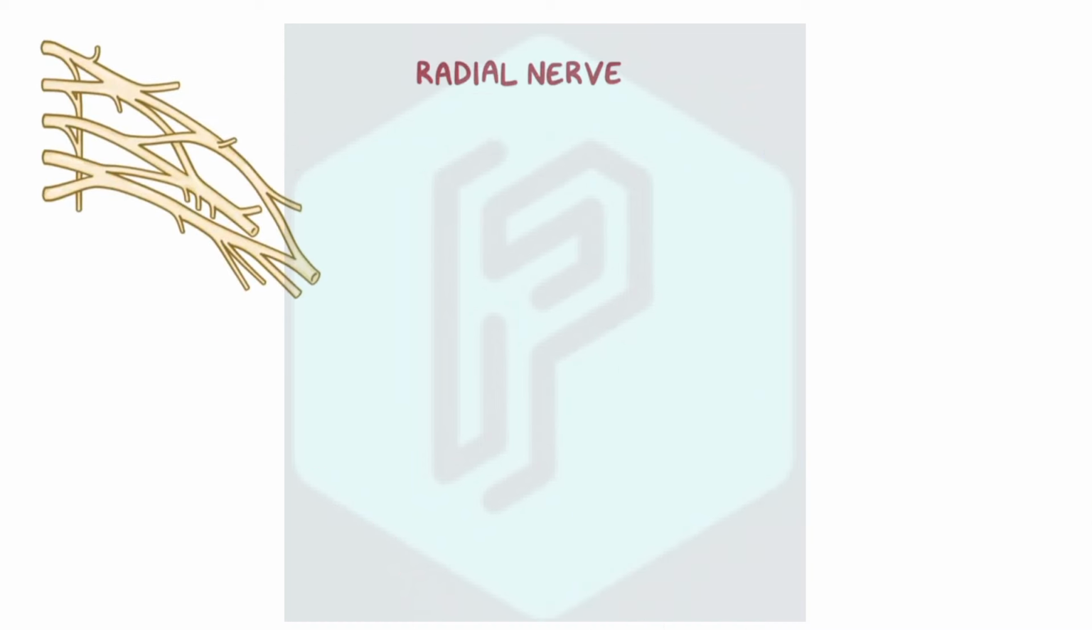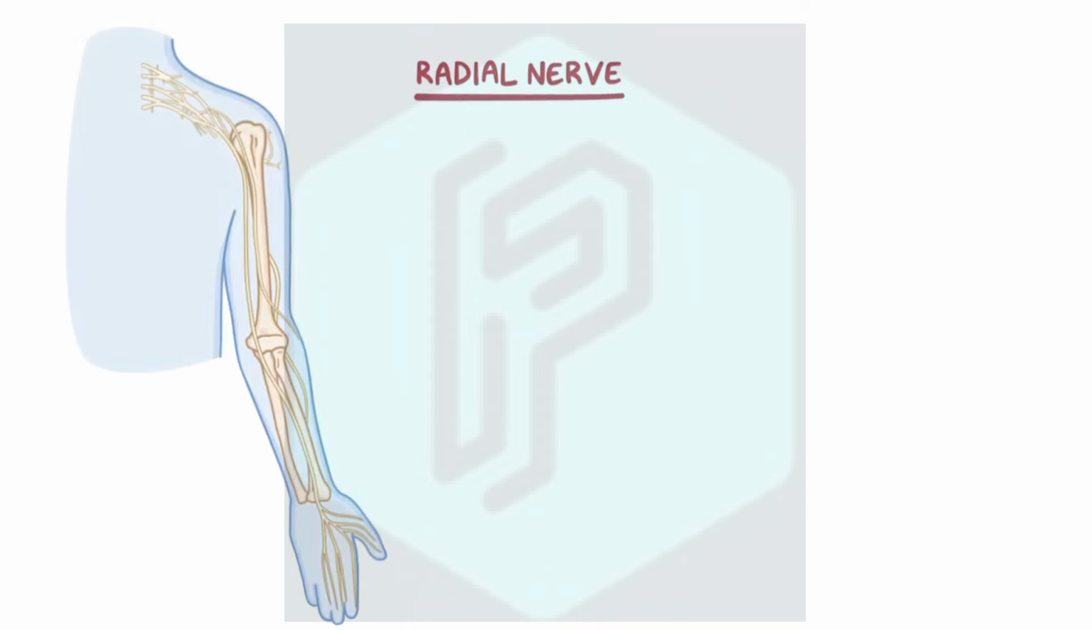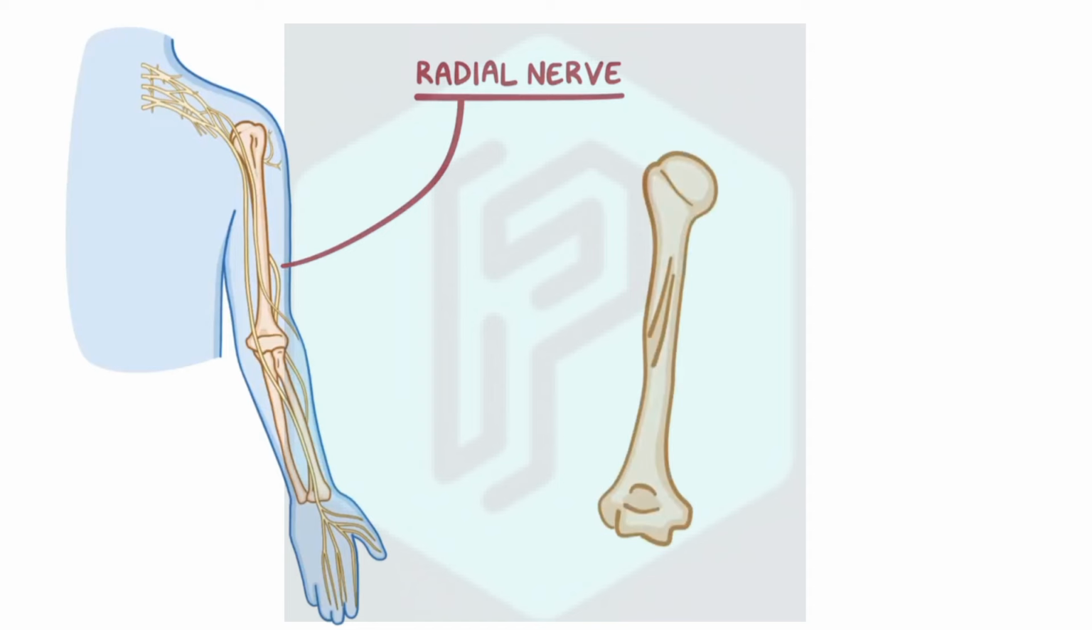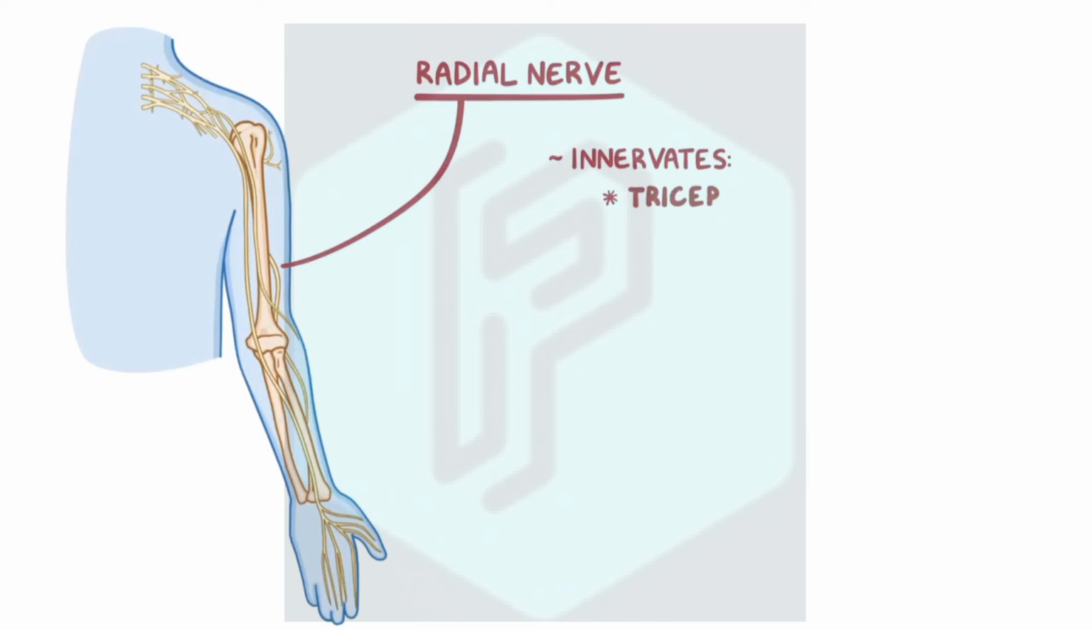The radial nerve is the largest branch of the brachial plexus. After its origin, the radial nerve moves to the posterior part of the arm and runs inside a shallow depression of the humerus called the radial groove, where it supplies the triceps muscle, which extends the elbow. After passing through the radial groove, the radial nerve moves slightly anteriorly, innervating the brachioradialis muscle.